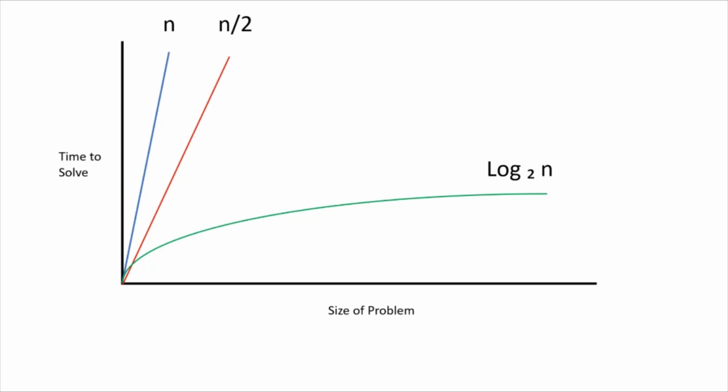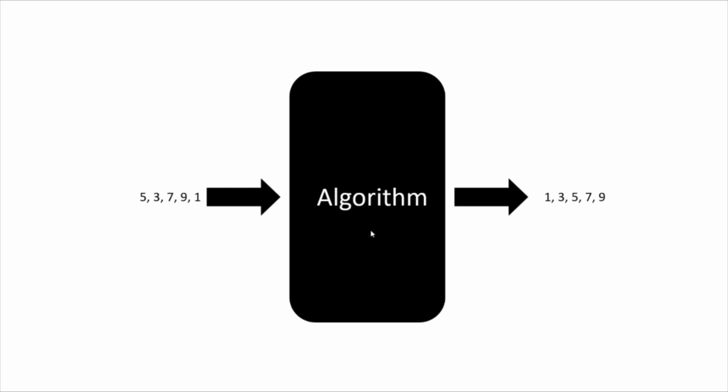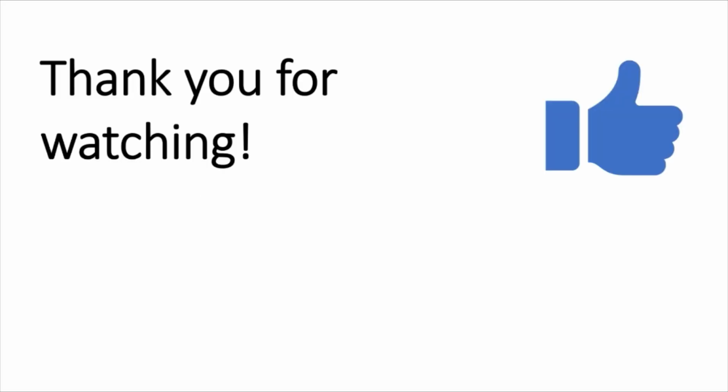So, as an exercise, I want you to try to think of an algorithm for how you could sort a set of numbers. For example, if I gave you the numbers 5, 3, 7, 9, and 1 in this order, how could you methodically, step by step, go about returning the values 1, 3, 5, 7, 9 in this order, from smallest to largest?